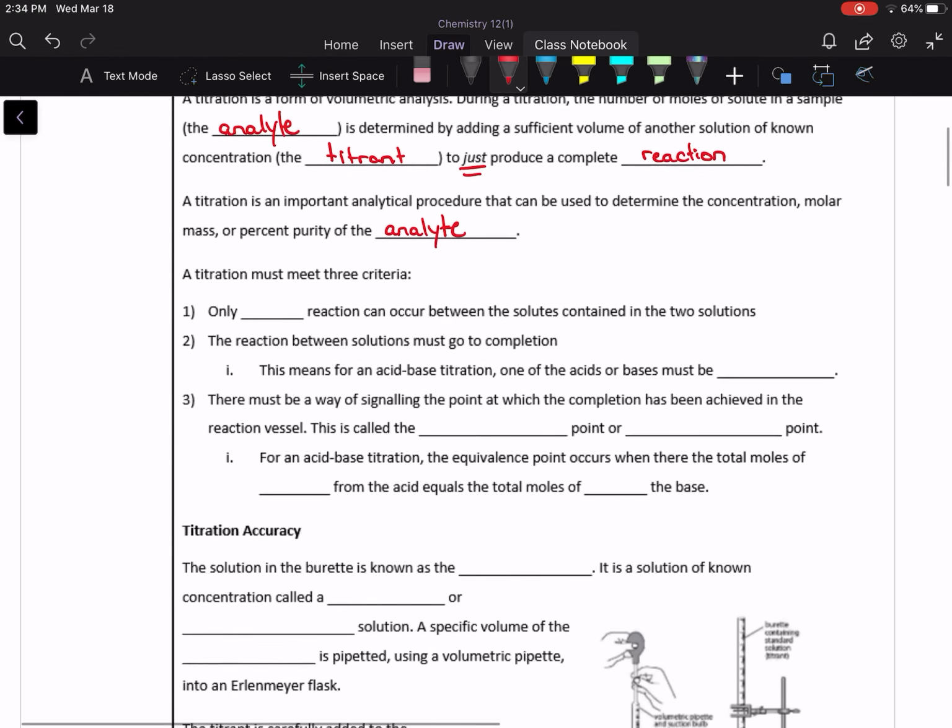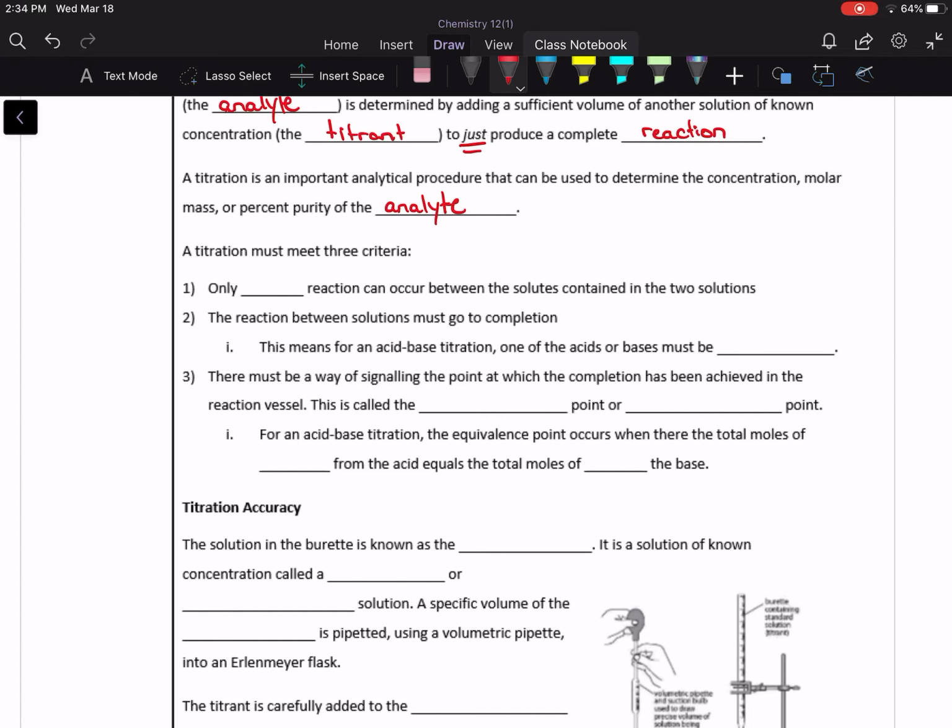In order to perform a titration, we must meet three criteria. So first of all, we can only have one reaction occurring between the solutes in the two solutions. So we don't want multiple reactions going on. We want to be able to directly relate the number of moles of our titrant to the number of moles of our analyte, and that's not going to work very well if the titrant and analyte are participating in multiple reactions.